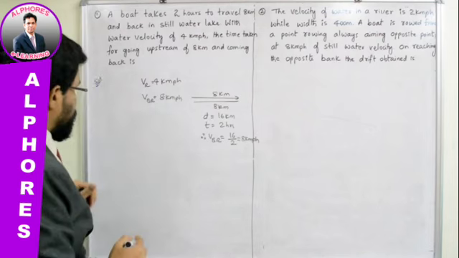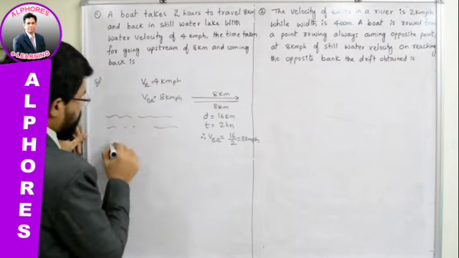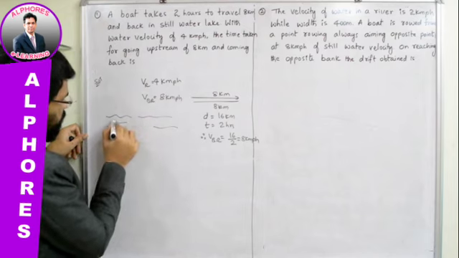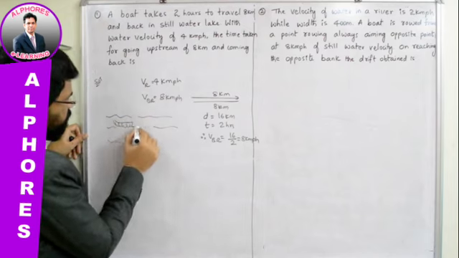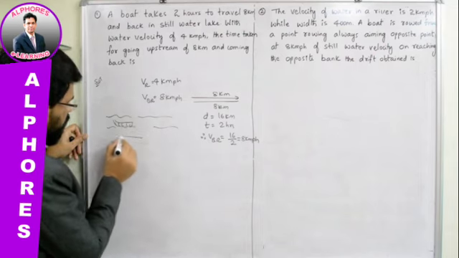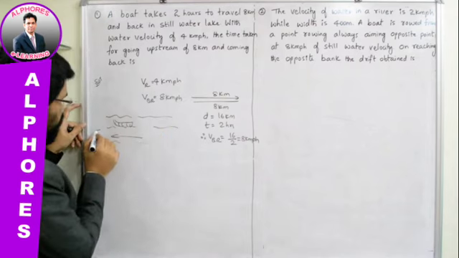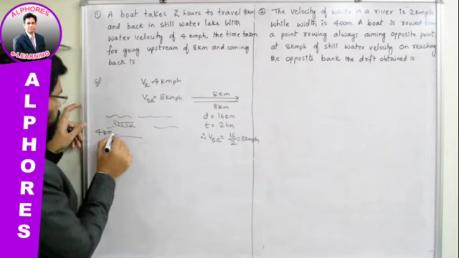Okay. So now the river is flowing. The boat has started from this point. Let us say the river is flowing along this direction. With what velocity is it flowing? It is flowing with a velocity equal to 4 kilometer per hour.